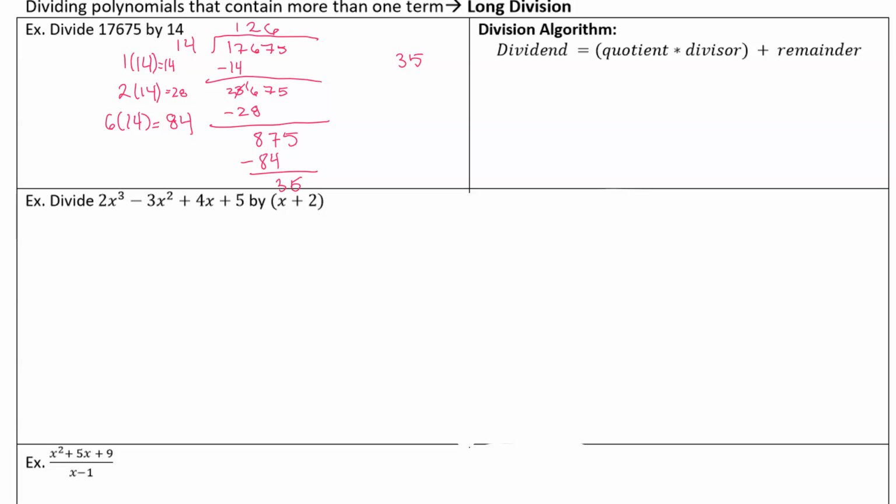14 doesn't go into 3, it does go into 35 twice. So once again, we've got 28. We subtract 28, borrow from the 3, 15 minus 8 is 7. So I've got 1,262 with a remainder of 7 divided by 14. If I'm going to write this as a division algorithm, I'll have my dividend, what I'm dividing, is equal to my quotient, my result of that division, 1,262, without the remainder, times my divisor, what I divided by, 14, plus my remainder of 7.